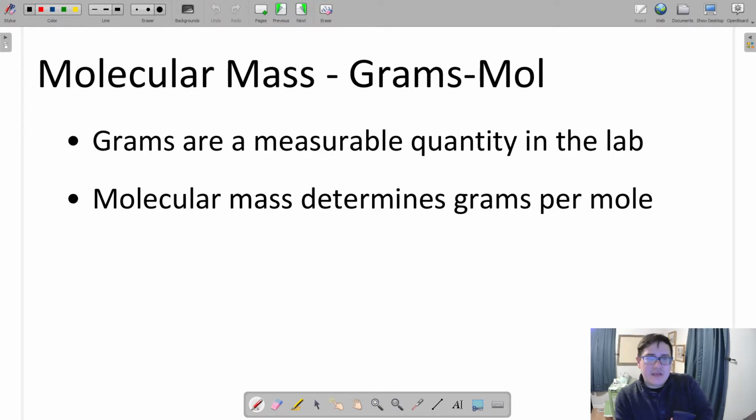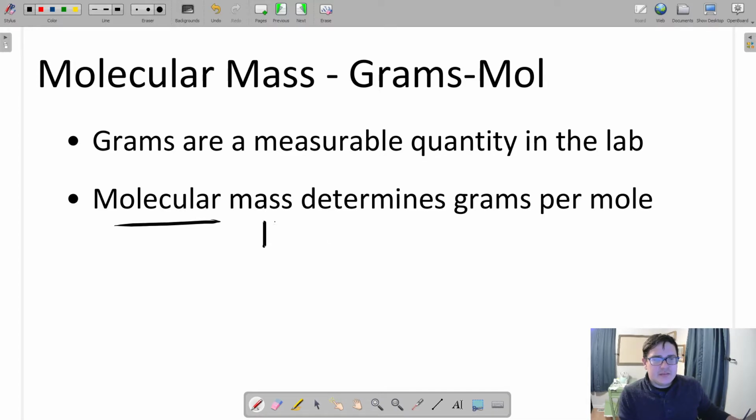What do we do with this next, though? Like, how do we actually get to a quantifiable number that we can use in real life? And that's grams to moles. So grams are a measurable quantity in the lab. We can use a balance. We can use some scales. But how do we figure that out? Well, this is the part that's called the molecular mass. So it determines grams per mole.